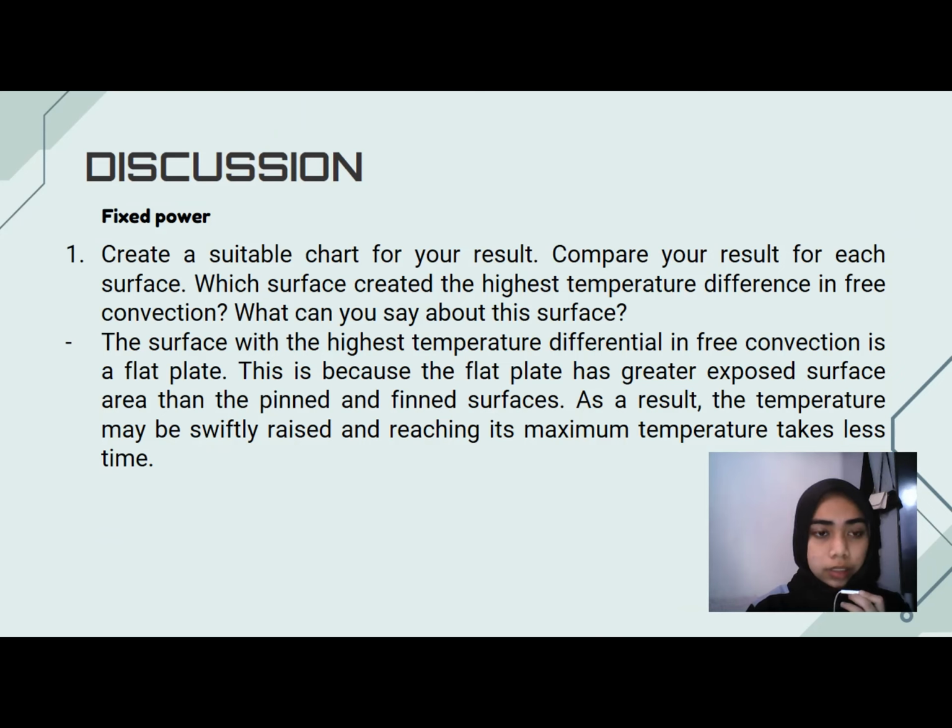So for the discussion, create a table chart for your result. Compare the result for each surface. Which surface creates the highest temperature difference in free convection? What can you say about this surface? So the surface with the highest temperature differential in free convection is the flat plate. This is because the flat plate has greater exposed surface area than the pin and fin surface. As a result, the temperature may be swiftly raised, and reaching its maximum temperature takes less time.